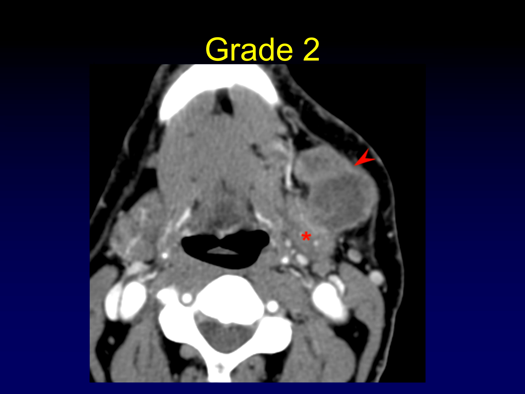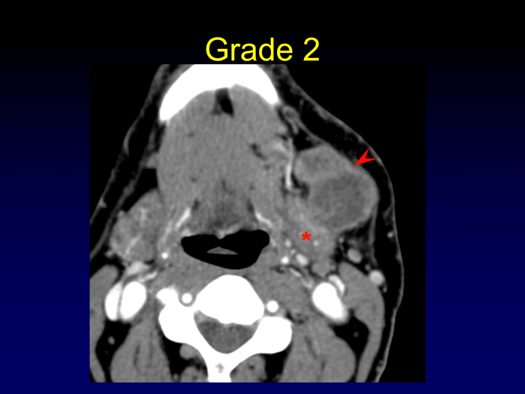Let's move on now to grade 2, which is coalescent or matted nodes. Here you can see two level 1B nodes that no longer have a margin between them. They have come together into a single mass lesion. They have lost the border separating them along their outer angle. You can see that they're adjacent to the submandibular gland, but there's no direct invasion of that gland to definitively declare that this is grade 3 iENE. These two nodes together are enough to be grade 2.